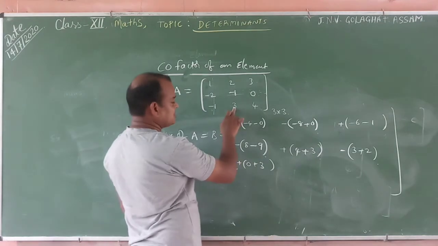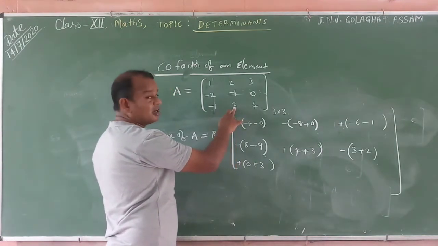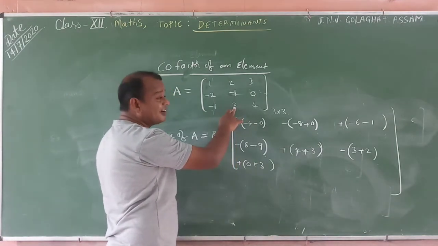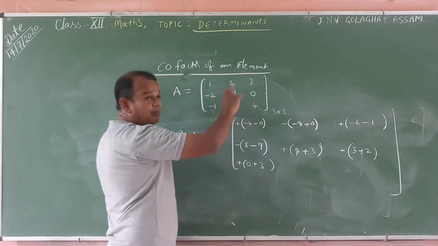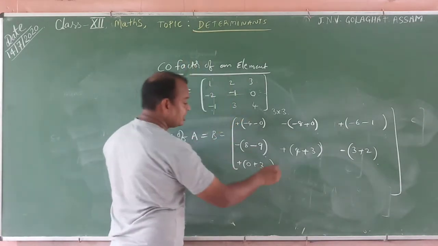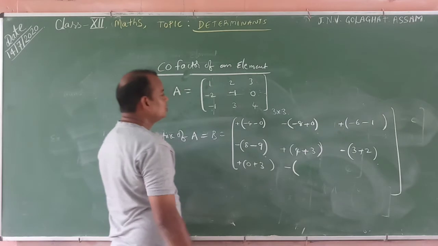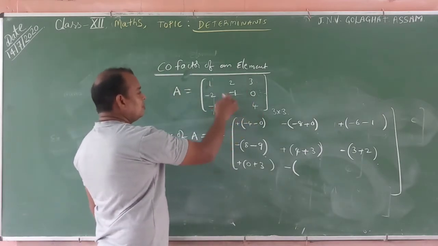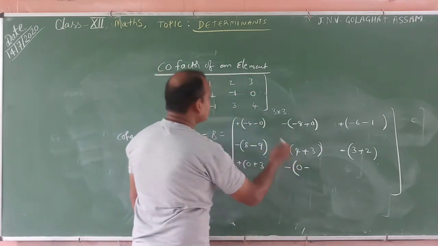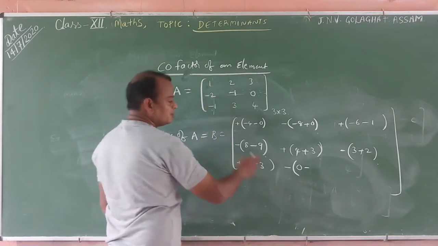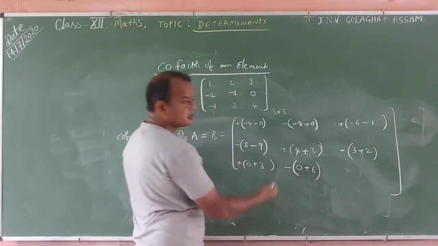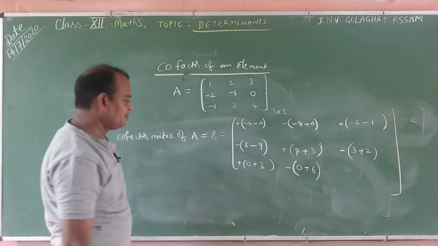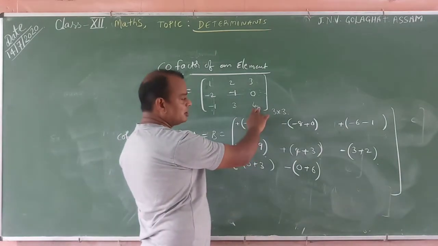After that, this is third row, second column. Third row, second column. 3 plus 2, 5. Minus 1 power 5 means negative. Now 3 into... 1 into 0, 0. Minus 3 into minus 2, minus 6 means plus 6, because the formula is minus of. Next, this is third row, third column, which means positive.